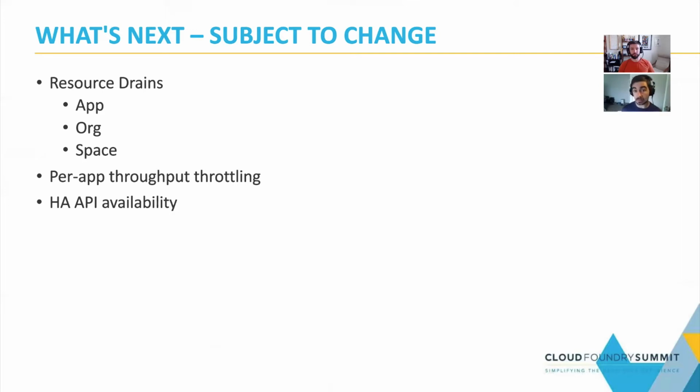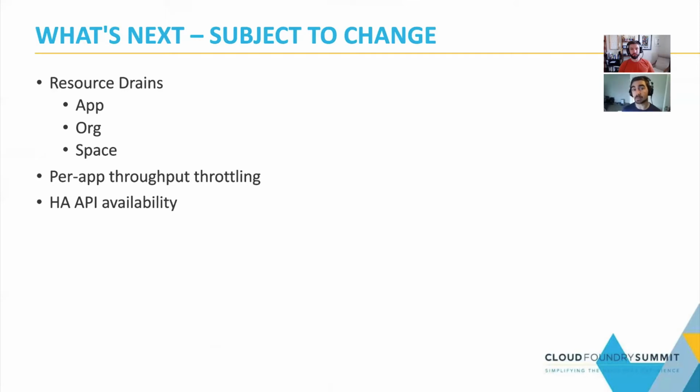Now, this is useful, but oftentimes what you care about is not an app. It's some larger unit of abstraction, somewhere between an app and an entire foundation. So we hope to make it easy and declarative using some of the new annotations features within the CF API. We hope to make it possible to egress all of the logs for all the apps in an org or all the apps in a space.